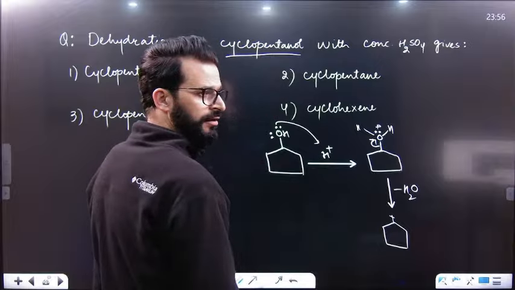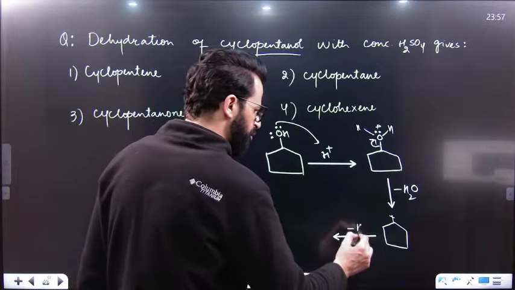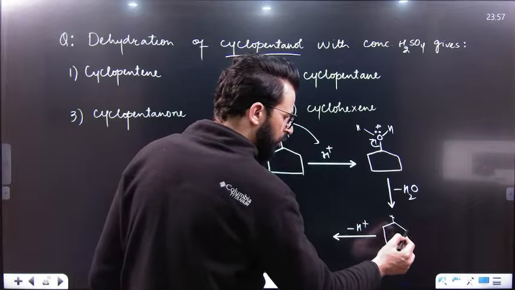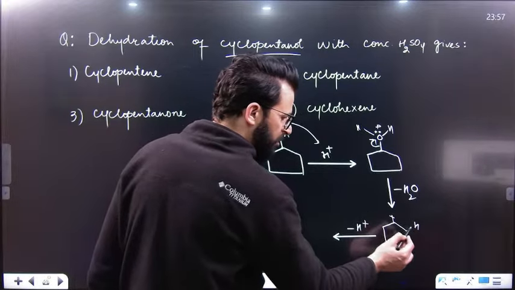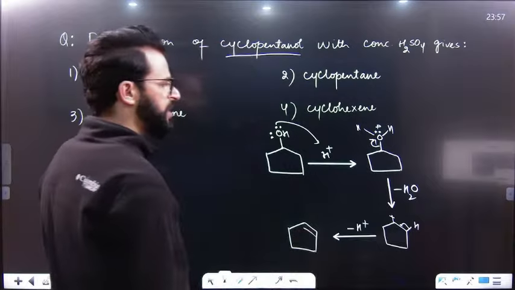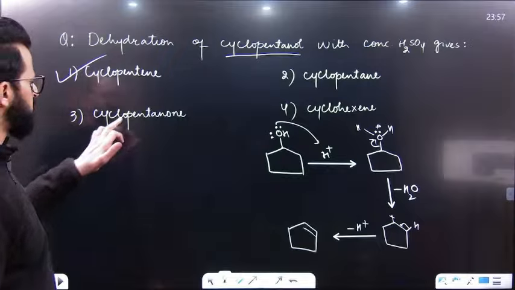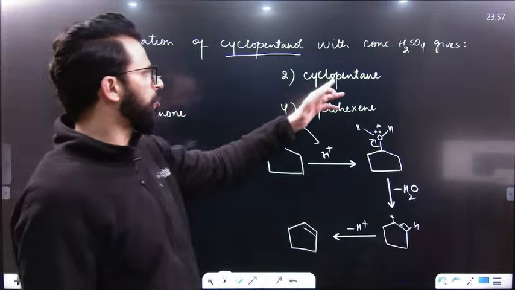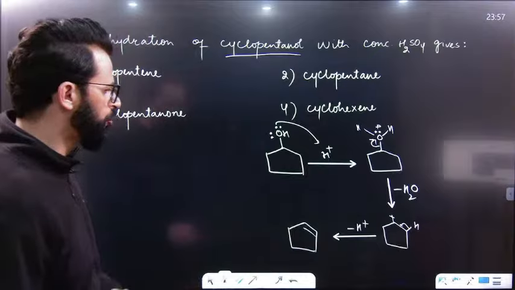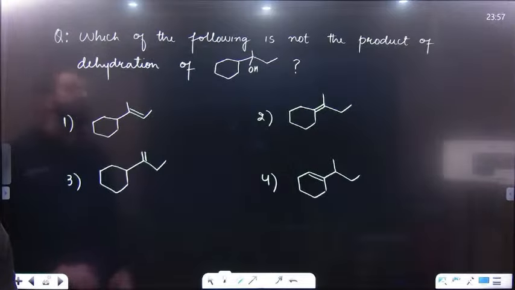After that, H will be lost as H positive from the position adjacent to the carbocation, either from this position or from this position. Say for example from this position, then it will result in the formation of cyclopentene. So this is the cyclopentene, first option. This is cyclopentanone, no. This is cyclopentane, no. This is cyclohexene, no. So cyclopentene will be the product. I mean to say, it will be the option.